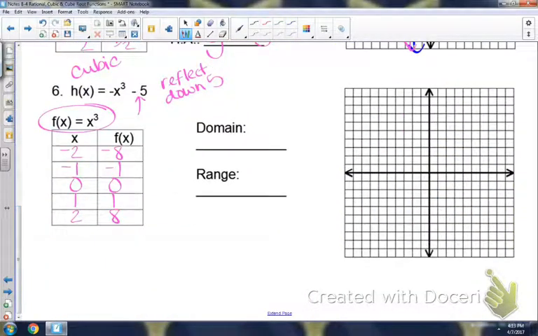Alright, so we're shifting our 0, 0 point. We need to go down 5. 1, 2, 3, 4, 5. So there's our new middle of our cubic graph. We also have to reflect. Remember, that means we're changing the y values to the opposite sign. So now that will be 8. That will be 1. The 0 doesn't change because we shifted that. That will become -1. And then -8.